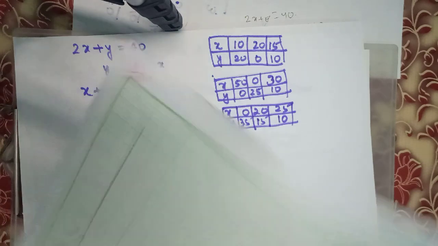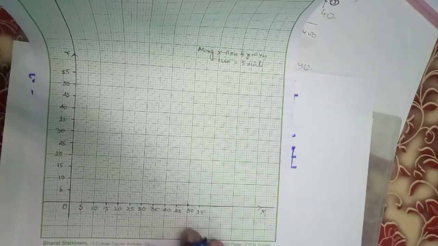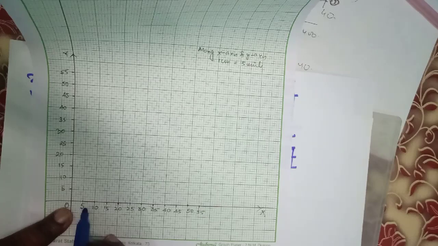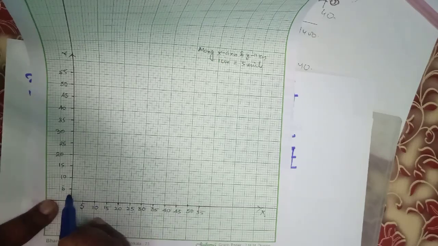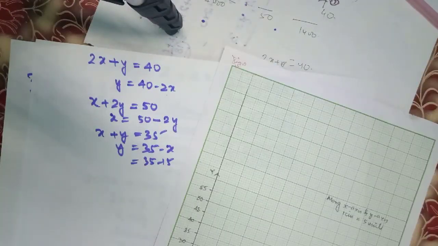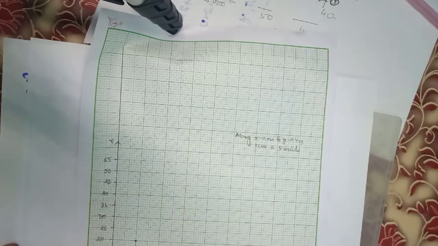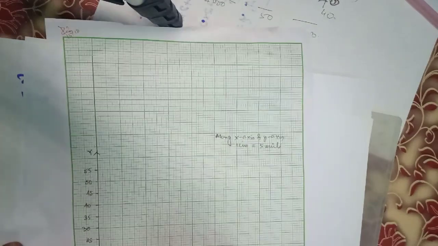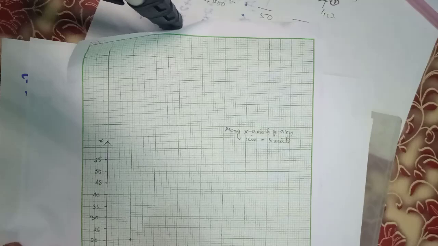So let us take the graph paper. I have already marked it for our convenience. Along the x-axis I have taken 1 centimeter equal to 5 units: 5, 10, 15, 20, up to 55, and along the y-axis also 5, 10, 15, 1 centimeter equal to 5 units. Now let us take the first point, 10, 20. Then we have 20, 0. Then we have 15, 10. Three points we have got.